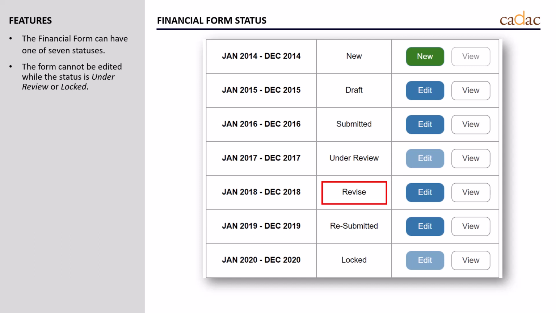Once an arts organization has revised and addressed the feedback provided by CADAC and has submitted their form for review, the status will change to resubmitted. Finally, once the financial form has been approved by CADAC, the status will show as locked. No further edits can be made to the form.